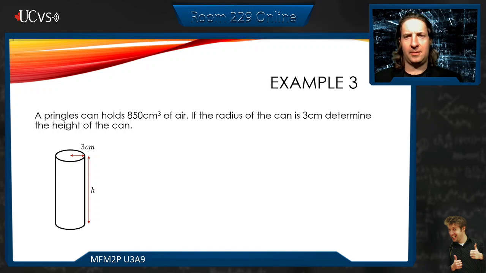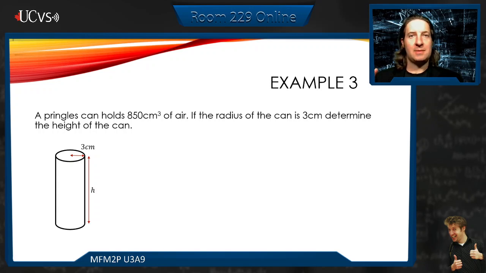All right, let's try a little bit harder one. Let's say I'm giving you the volume. Let's say I have a Pringles can, telling you that the volume of a Pringles can is 850 cubic centimeters. That's the volume of it. The radius is 3 centimeters. How tall is the can? What's the height of the can?